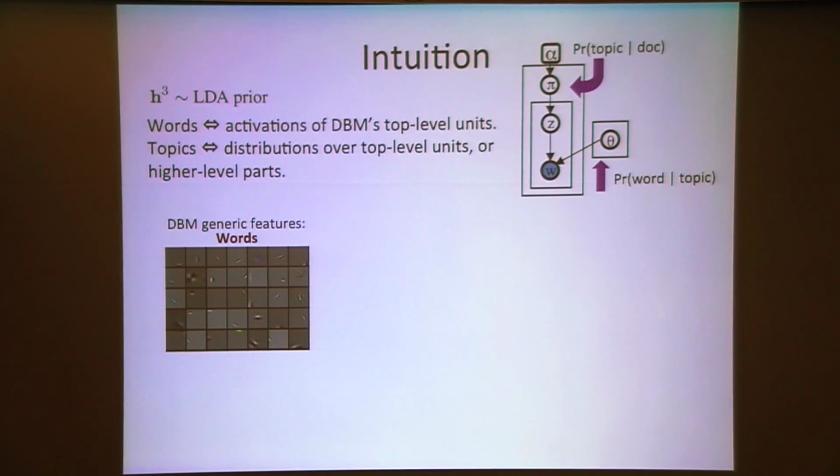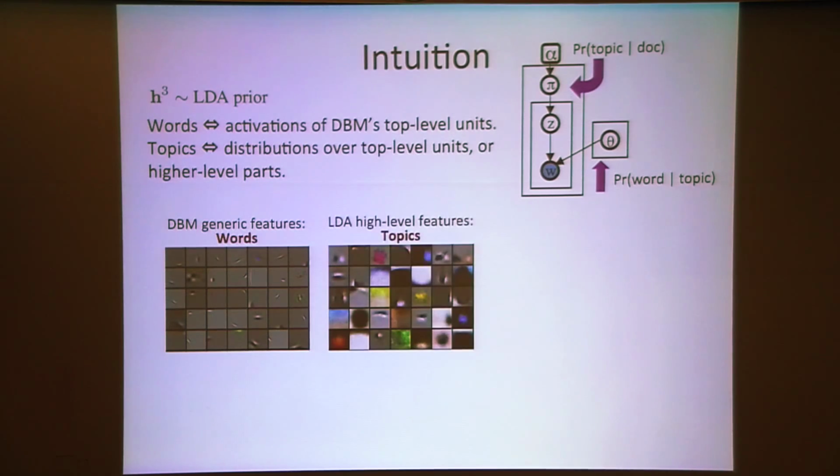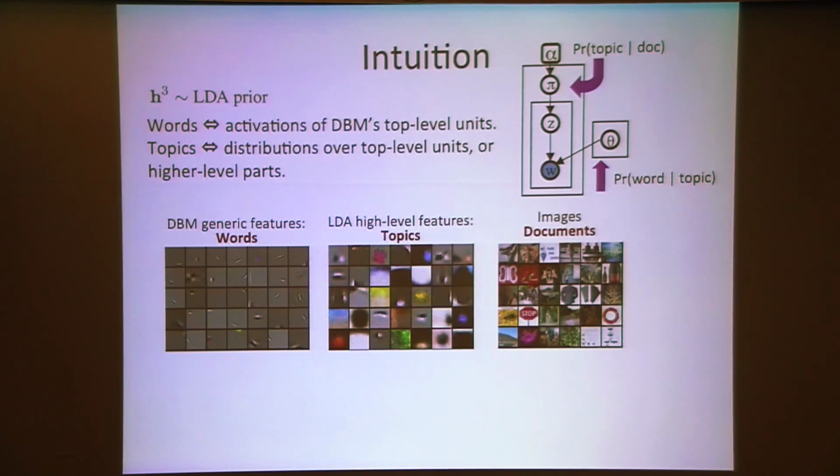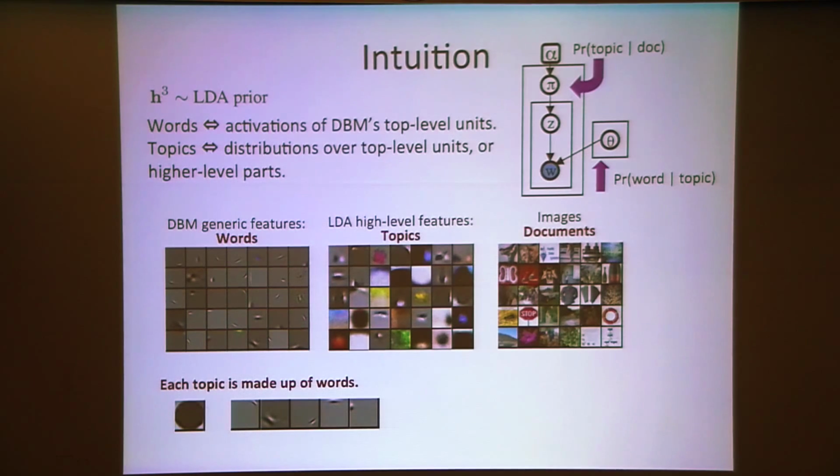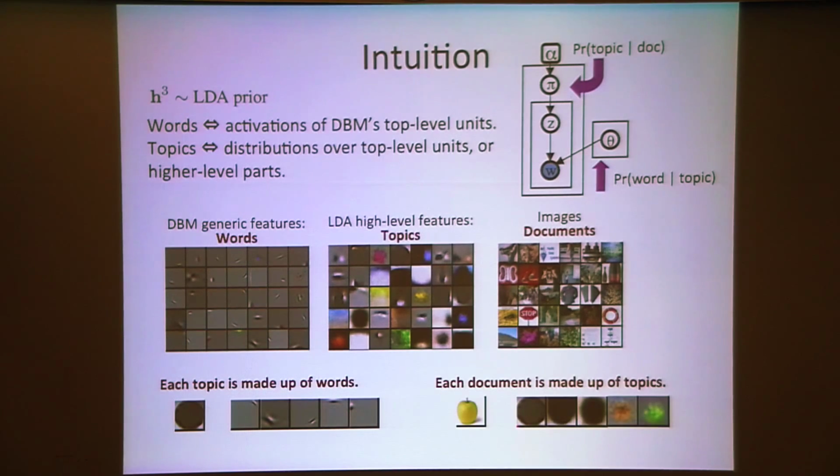So the intuition you should have is the following. These are DBM's generic features. These are low-level features that the Boltzmann machine finds. These are high-level features or topics that it discovers, and these are the images and documents. In this case, each topic is made up of words, or these features, and each image is made up of these topics. So it's a compositional, hierarchical decomposition of that model.